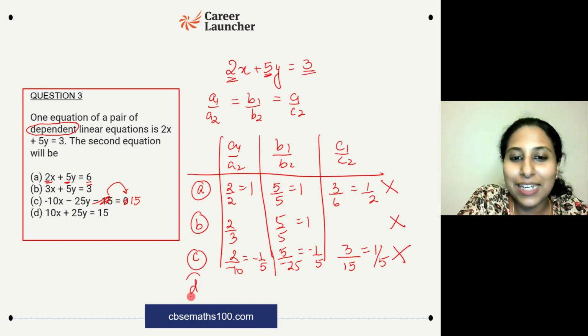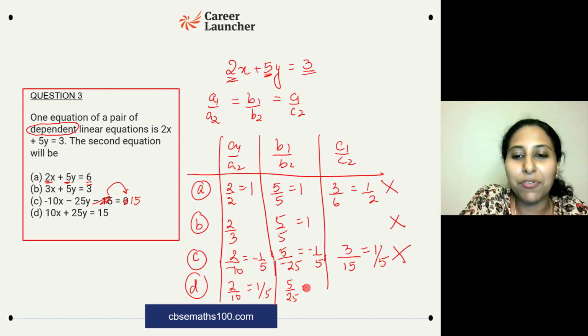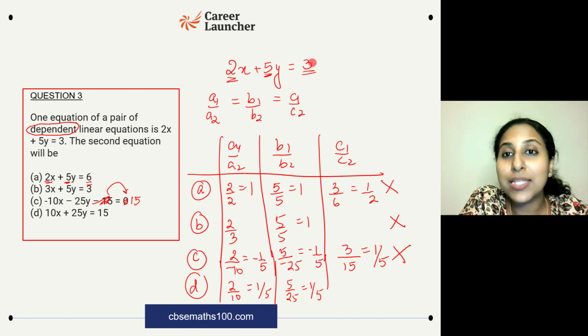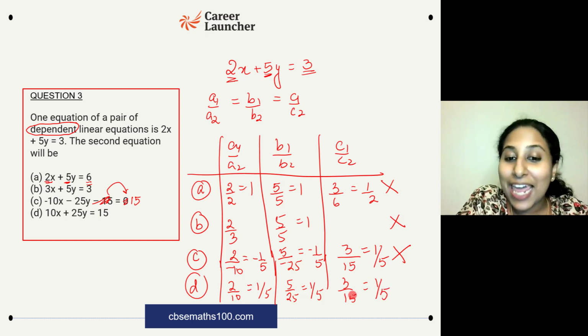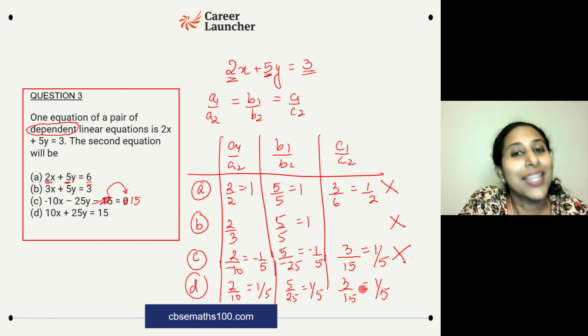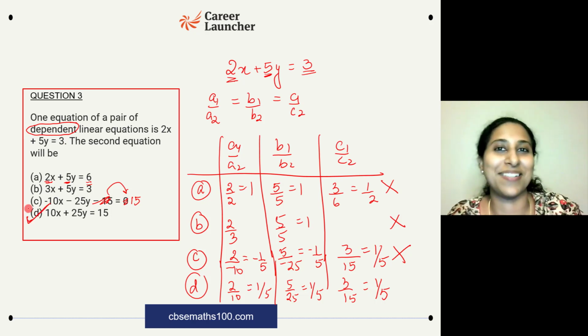Let's check option D. In option D, we have A1 by A2 would be 2 divided by 10, which is equal to 1 by 5. B1 by B2 is 5 divided by 25, which is again 1 by 5. And C1 by C2 is 3 divided by 15, which is going to be 1 by 5. So A1 by A2 is equal to B1 by B2 and it's equal to C1 by C2. This is the condition for dependent linear equations. D would be our answer.